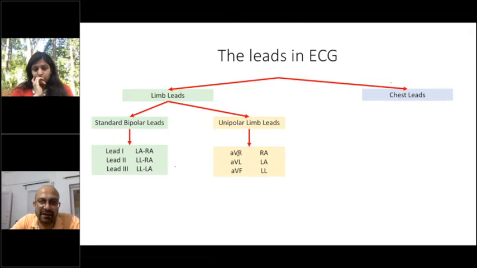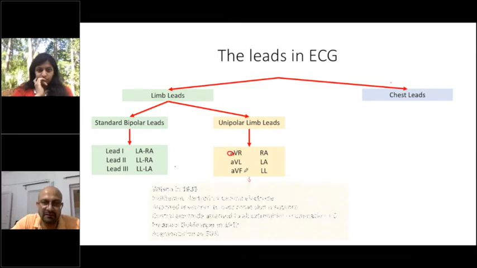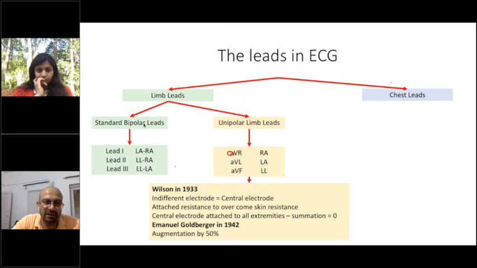Unipolar limb leads are AVR, that's basically looking at the right atrium from the right arm, AVL looking from the left arm, and AVF looking from the left leg. The letter A in this stands for the augmentation that was done. So what was augmentation?